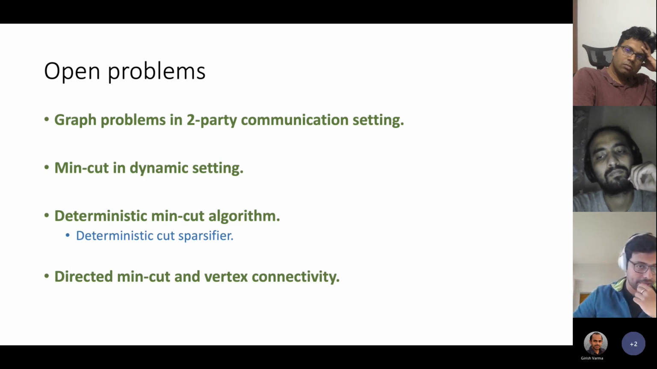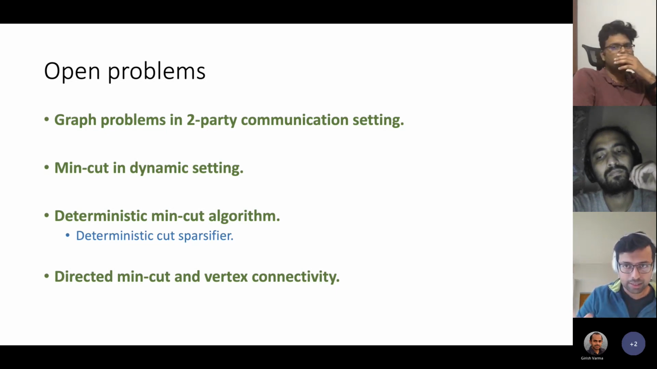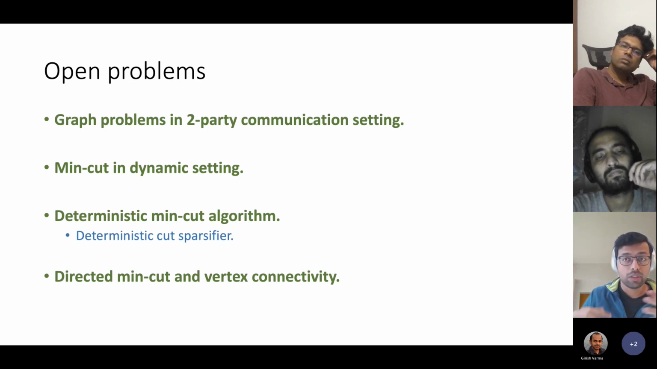Another thing is something that we skipped today, which is the first part of the algorithm, the cut sparsifier. Whatever we said after the cut sparsifier is a deterministic algorithm. The cut sparsifier is the only part which makes it randomized. So if there is any way that we can make cut sparsifier deterministic, then we have a deterministic algorithm.